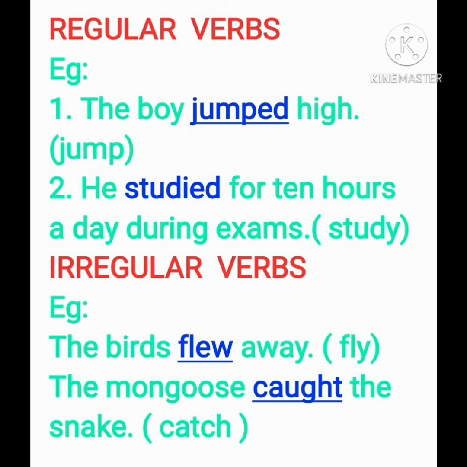Irregular verbs do not follow a regular pattern to show the past form. For example, the birds flew away. The root form of the verb is fly, but the past form of fly is used here to indicate that the action is over. The past form of fly is flew.